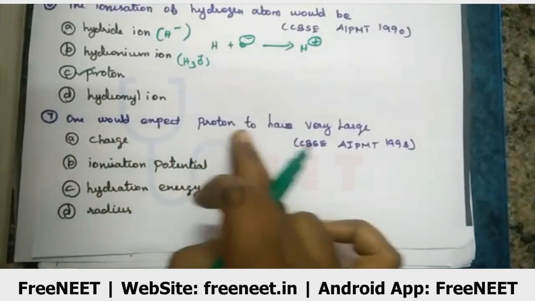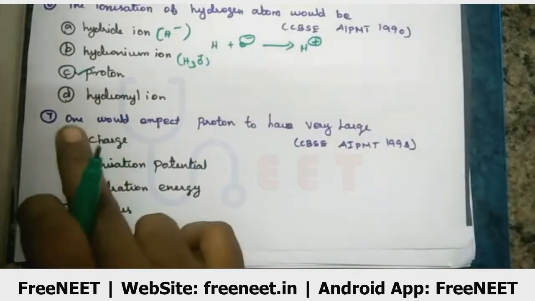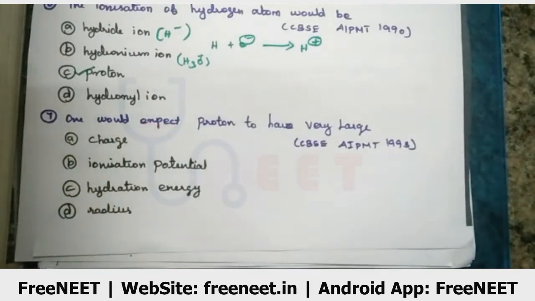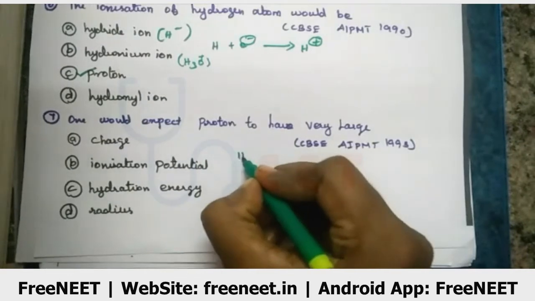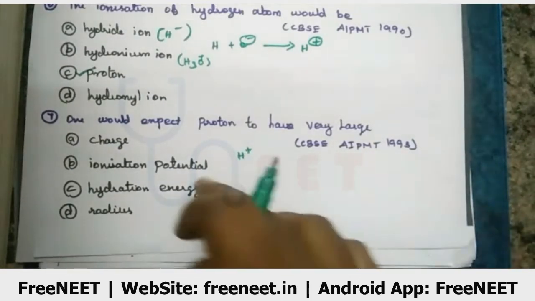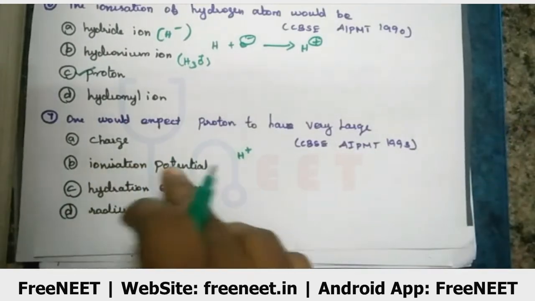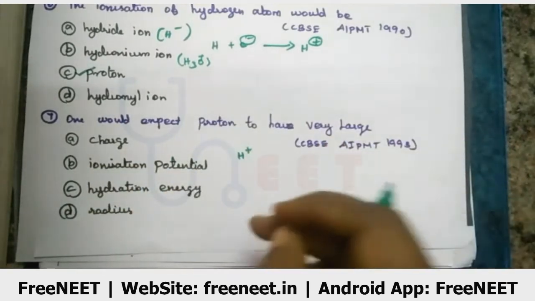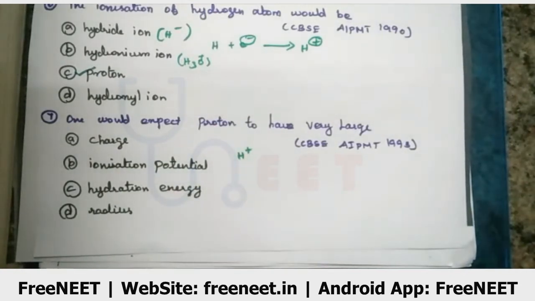One would expect a proton to have a very large... That is, one would expect the proton to have a very large hydration energy. The proton's size is very small, because it is smaller than the electron cloud. So the charge should be very concentrated. At the same time, the ionization energy is also very low. Then the radius of H plus, or proton, is very small.